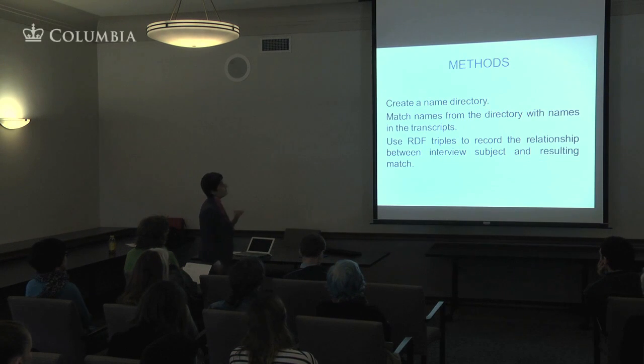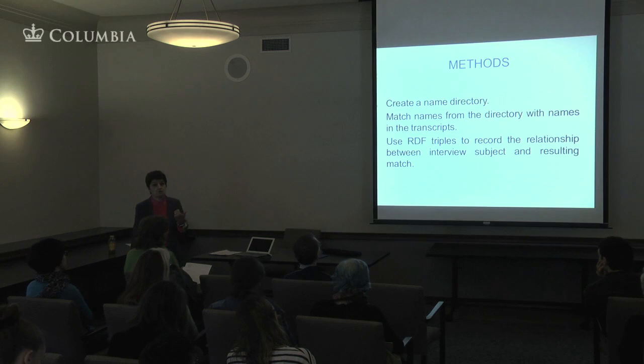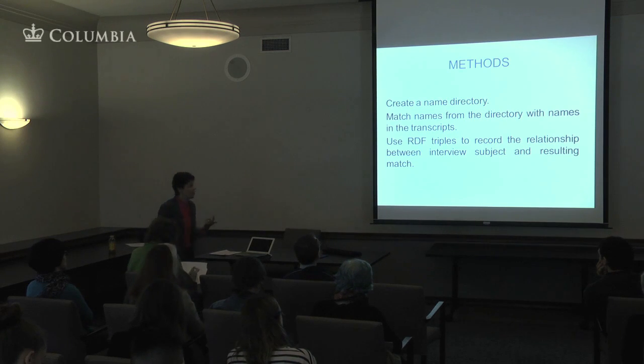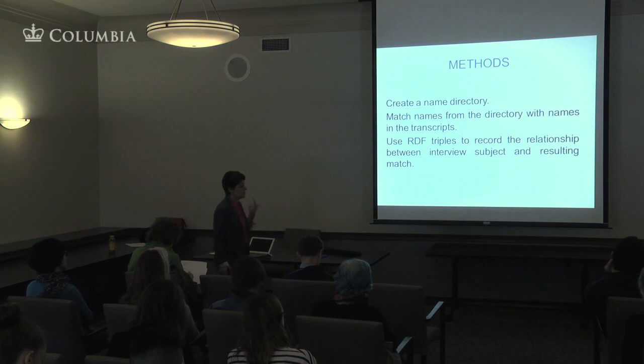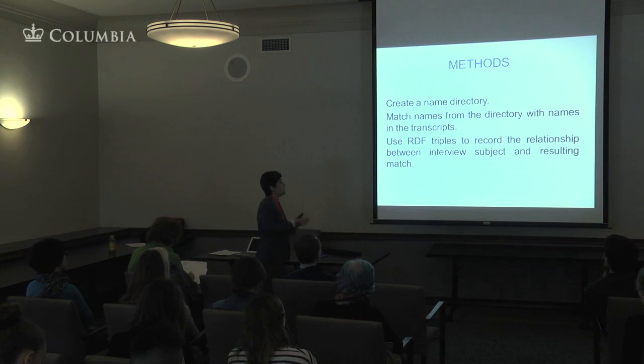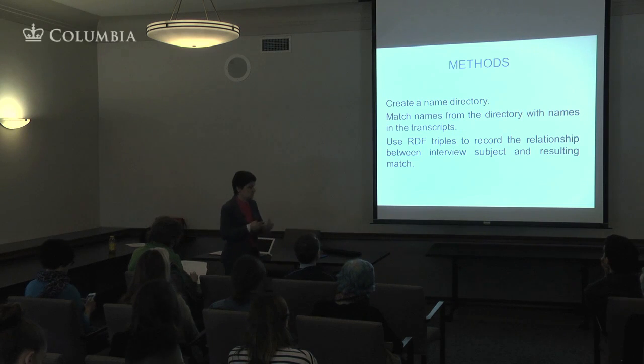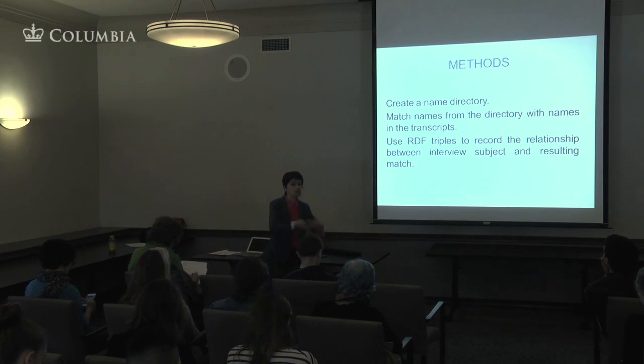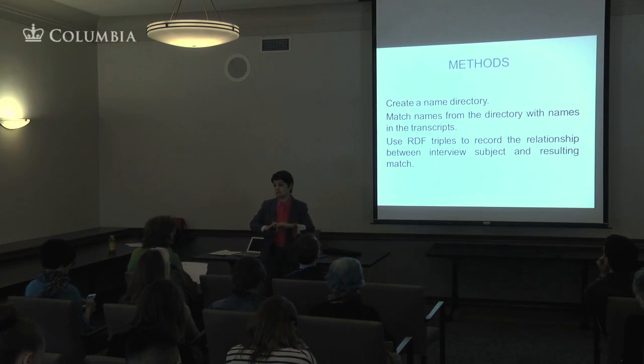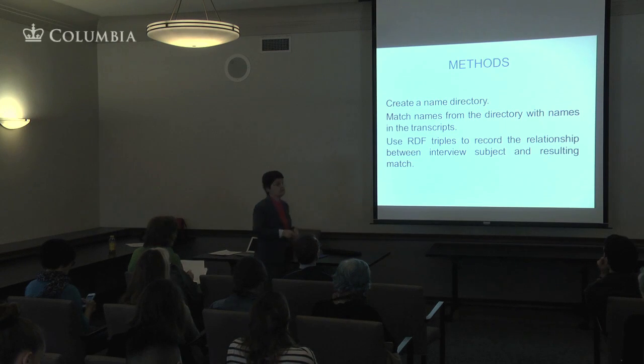So the first step was to create a name directory of jazz musicians. Then use this directory to match names from the transcripts and convert these matches into RDF triples. One of those triples we saw earlier.